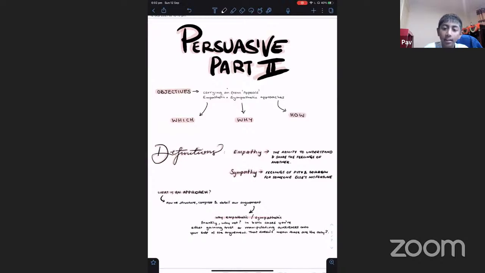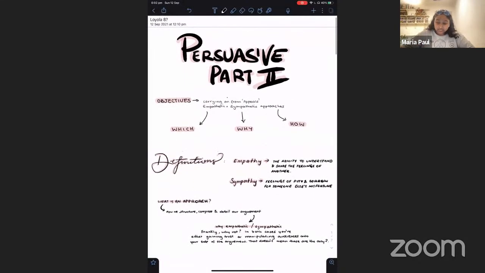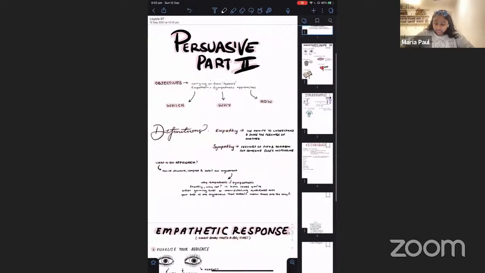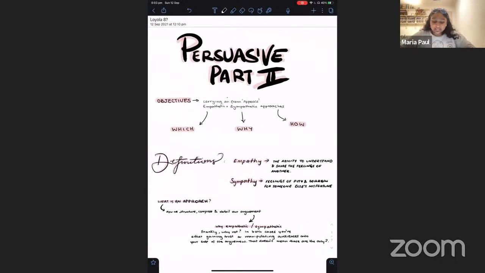How many minutes does it take to write notes? How long did it take me to write my notes? Let's see how many notes I did. How many pages today did I write? I did 1, 2, 3, 4 pages, and that would have taken me maybe half an hour.